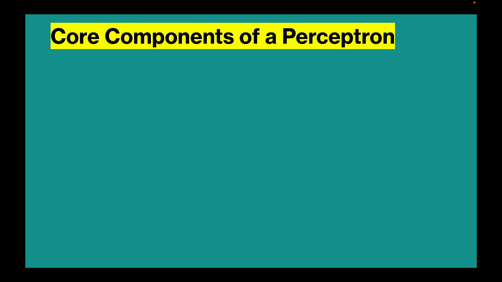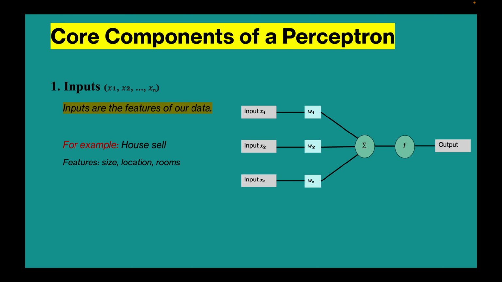Now let's understand the core components of a perceptron. The first is inputs. The inputs are the features of our data. For example, if we are predicting if a house will sell or not, here the input might be the size of rooms, location of the house, number of bathrooms in that house, and different features like this.